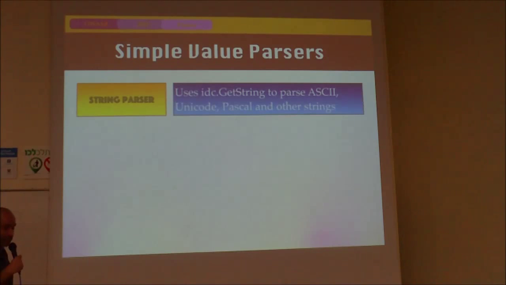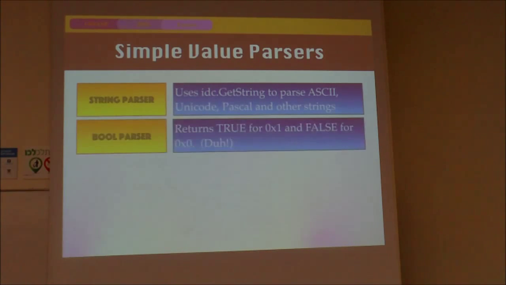One of them would be a string parser. I already talked about that. That's a pretty simple parser. And actually what it does is use, again, IDC, which is the IDA API, in order to understand which string it is. So we can support ASCII strings, Unicode strings, Pascal strings, and a whole bunch of other strings that we never heard about, but we support them. Another thing is a Boolean parser. Again, very easy one. If it's 1, then we say it's true. If it's 0, we say it's false.